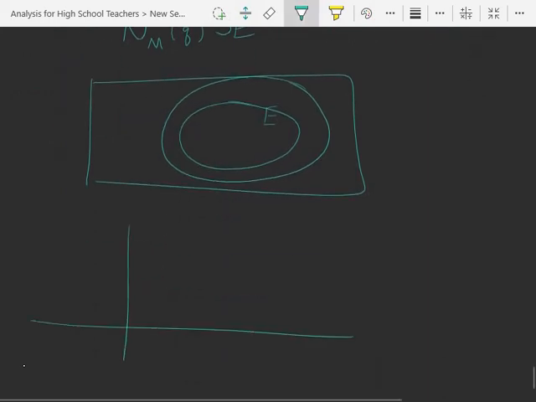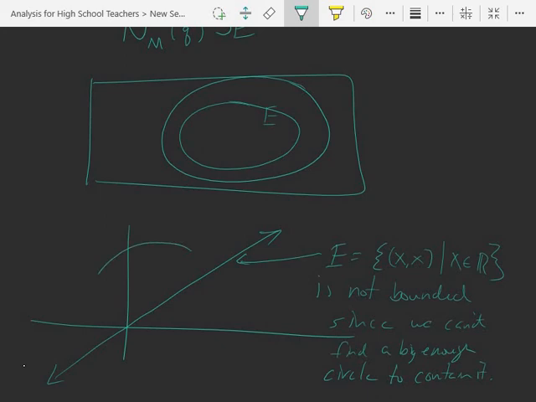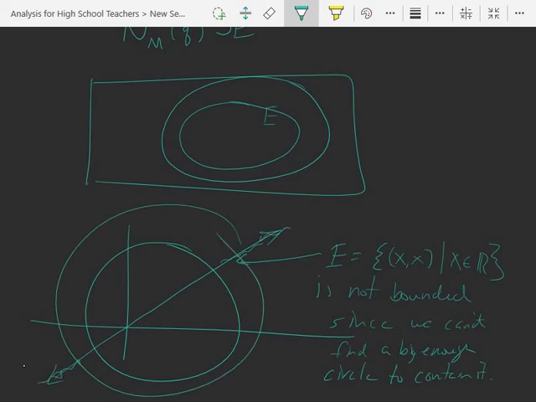That's fine. So let me draw something in R2 that's maybe unbounded. Let's take the set, let's call this E, equals the set of (x, x) such that x is a real number. This set is not bounded, since we can't find a big enough circle to contain it. Right? No matter what circle we draw, there's going to be stuff that's outside of that circle. Draw a bigger circle, there's still stuff outside there. So that's an unbounded set. A bounded set, you can draw a circle around.